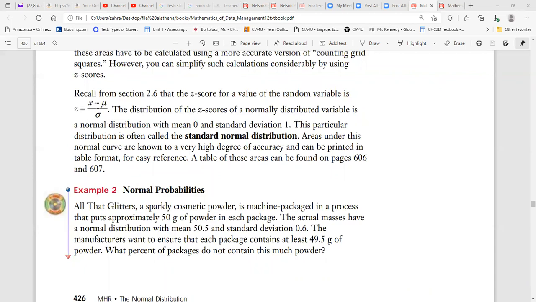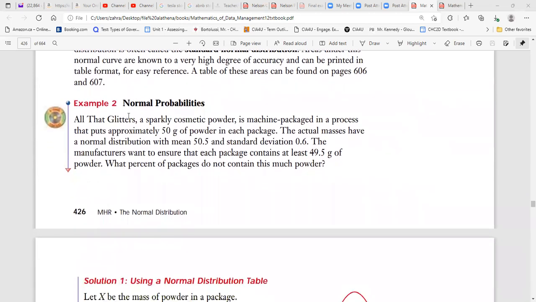the z score. Okay, let's see what the z score is. The z score is x minus mu over sigma. We use that a lot. Pay attention to this example. It's about normal probabilities.